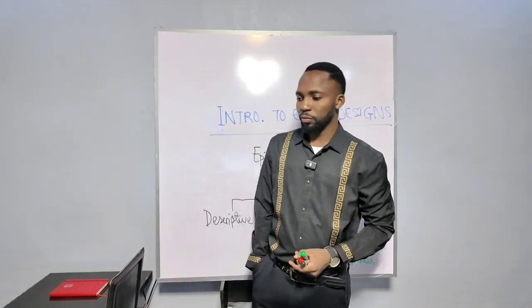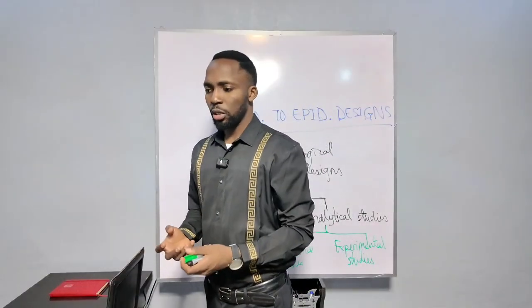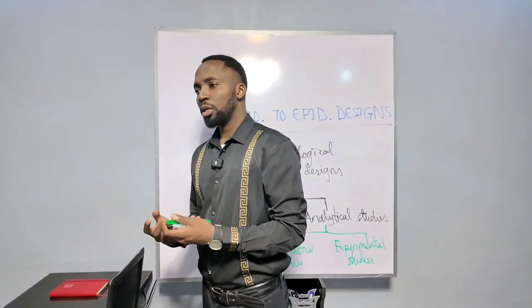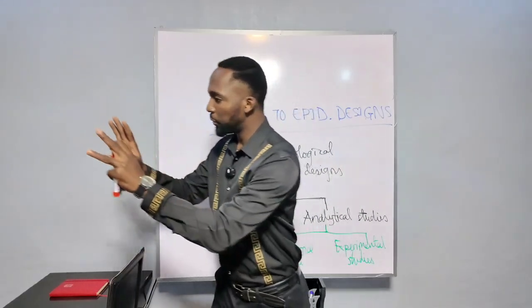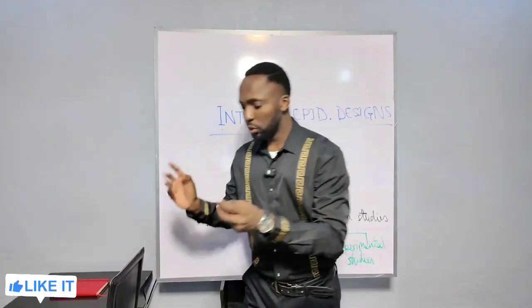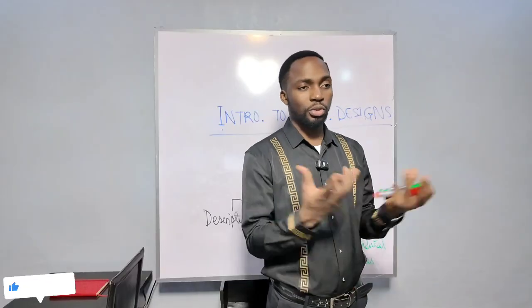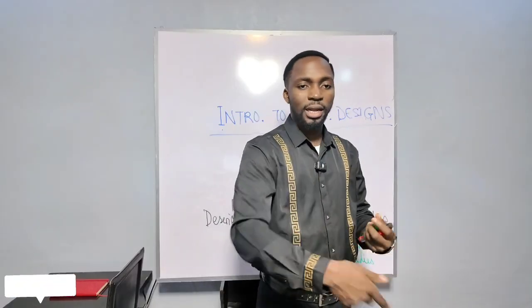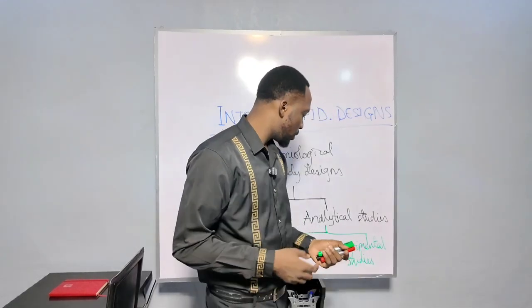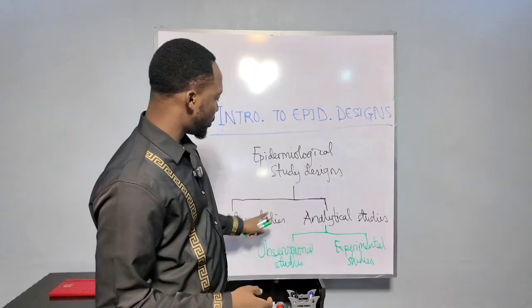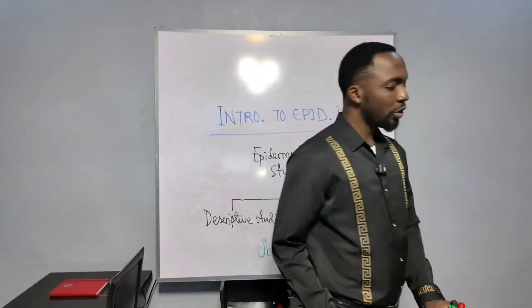So epidemiological study designs, we group them into two. We have the descriptive studies and the analytical studies. One study describes what's going on. Then we have another set of studies that analyzes. It doesn't just describe. It goes a step further to analyze. So we have the descriptive studies, the analytical studies, observational studies, and experimental studies. We'll explain all of that.